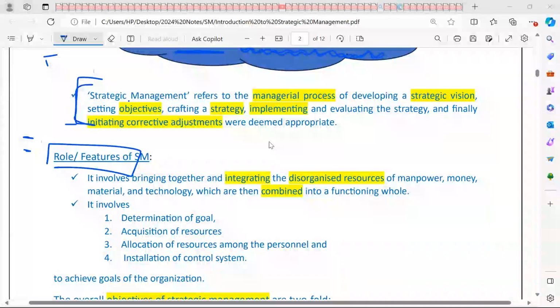And what you have done, you have prepared a strategy to become a CA. So can I say that strategic management is a managerial process, first of all? Managerial process of developing a strategic vision. This is your vision. Setting some objectives. And we have studied crafting the strategy. And once we have crafted the strategy, we cannot sit idle. We have to craft the strategy and then we have to implement the strategy. We have to evaluate the strategy and at last we have to initiate some corrective measures.